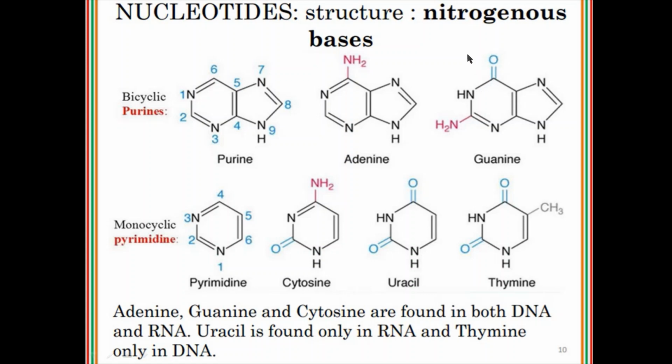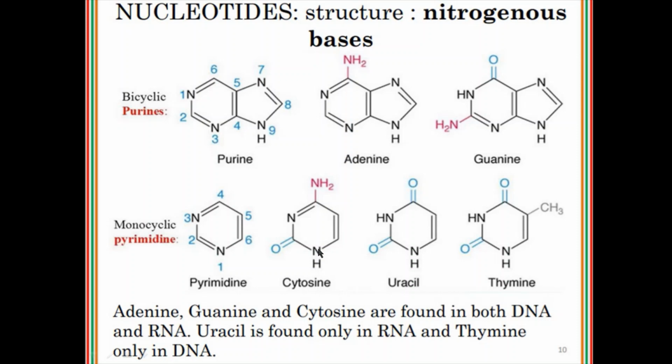It has a double bond to oxygen on carbon number 6, whilst adenine has a double bond to an amino group. This is called an amino group. All right, now let's move on to pyrimidines.